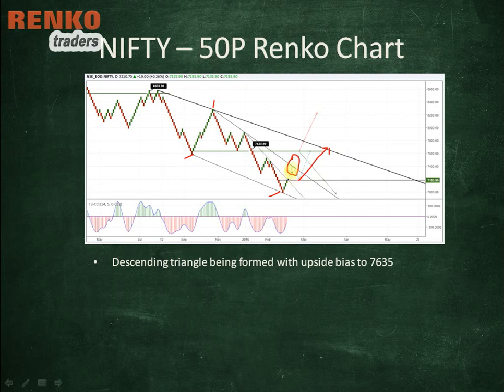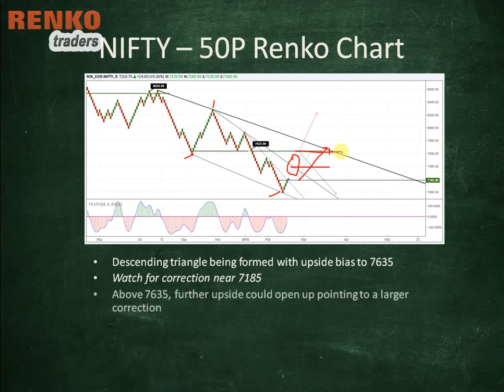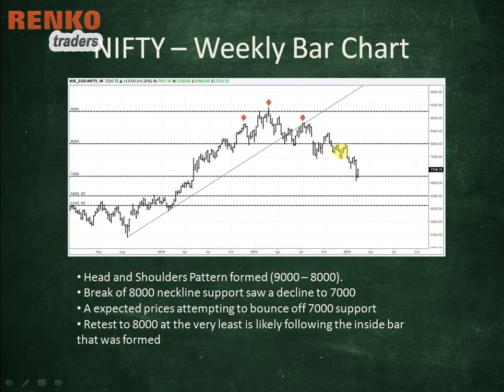So while we expect a reversal near 7400, I do not rule out a test to as far as 7600. We are looking for another pullback to the downside for a higher low to be formed, and I expect this to happen near the 7185 region. Above 7635, we could see a larger correction towards the 8000 level, which marks the support and resistance.